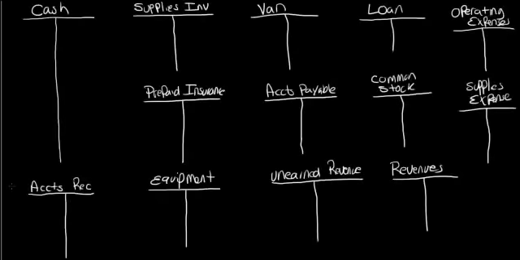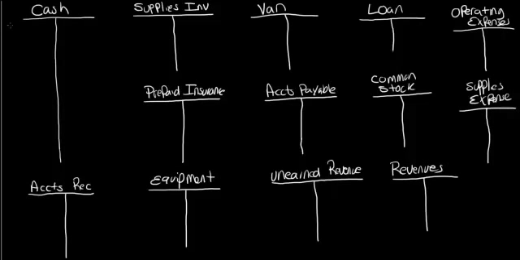All right, so I cheated here a little bit. I went back and looked at all the journal entries, and I pulled out all the different account names that were in the journal entries, and I created these T accounts already on a page. So it went a little quicker, and it was a little more organized.